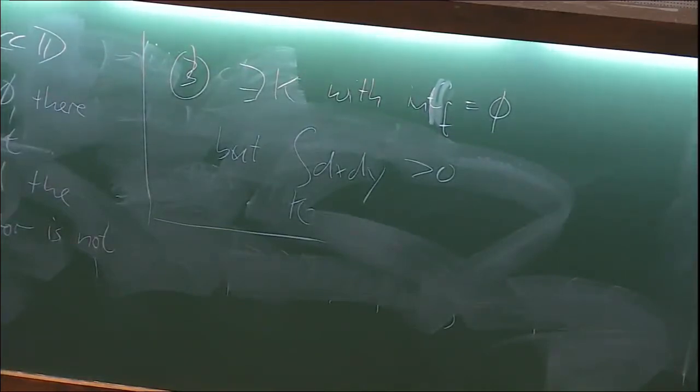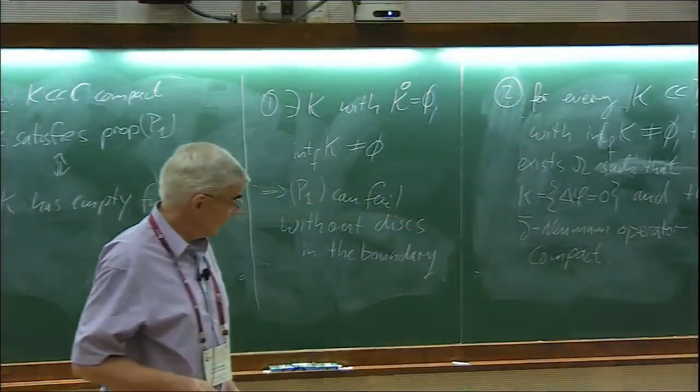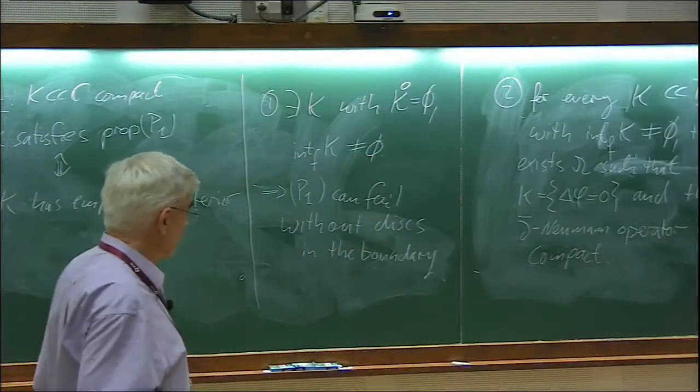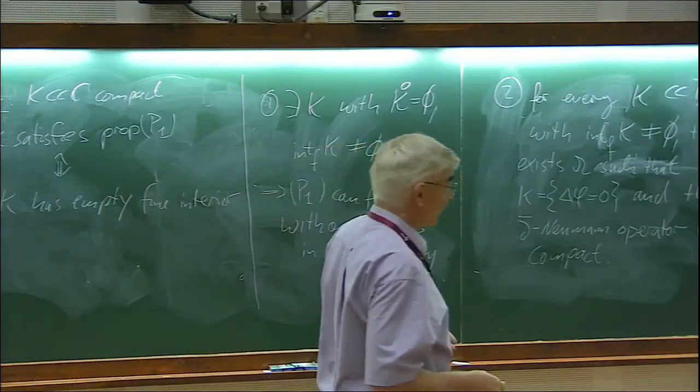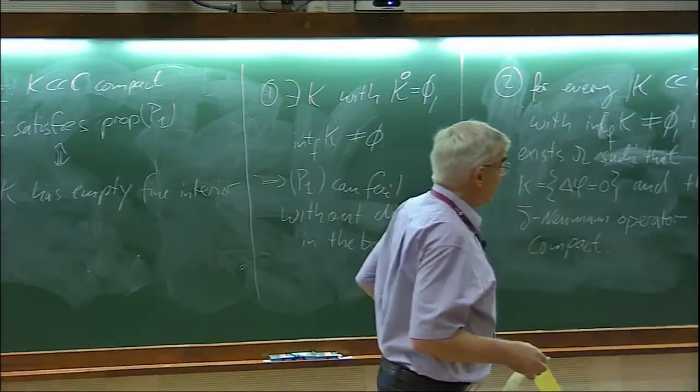What this still doesn't answer for these domains is: what is the exact relationship between property P1 and compactness, right? Of course, we know P1 implies compactness. We know compactness can fail for sort of subtle reasons.